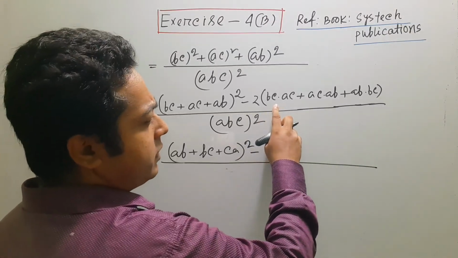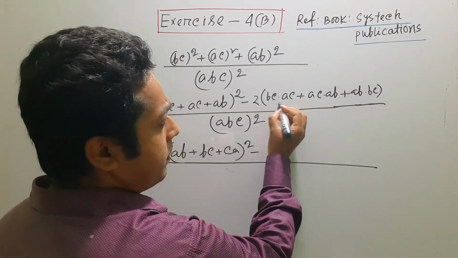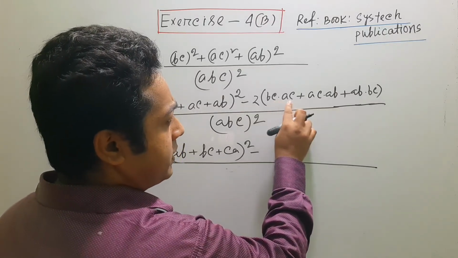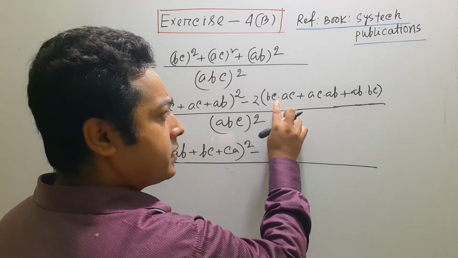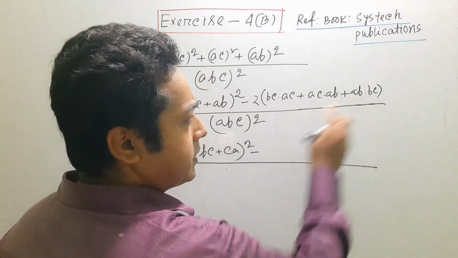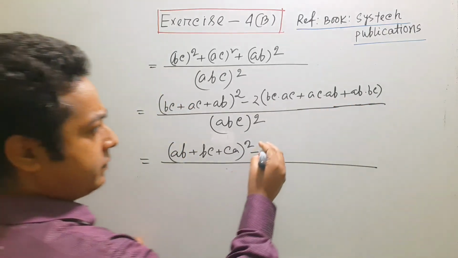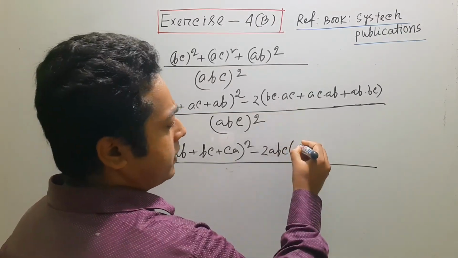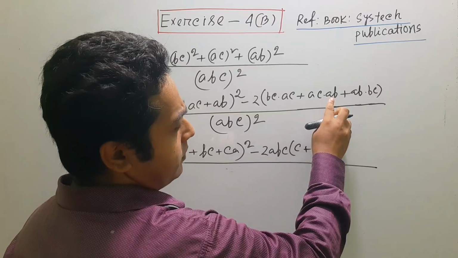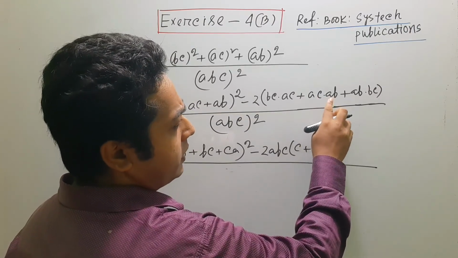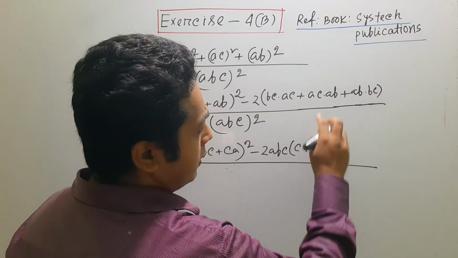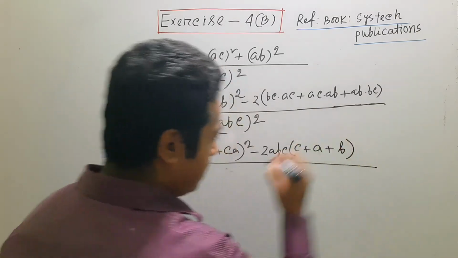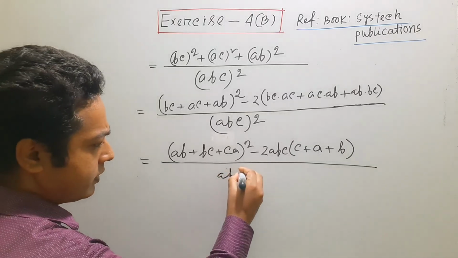Just take a common factor from each term. Here a, b, c, a, b and c, here a, b, c and a, b, c. So you can take abc common. Then the remaining term is c. If abc is common, then the remaining term here is a, and here the remaining term will be b, and here is abc.